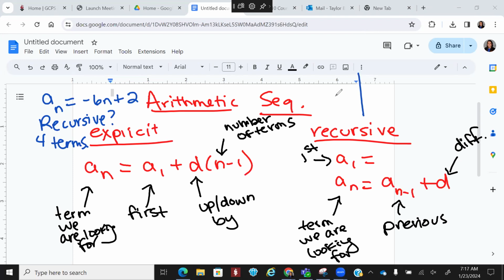So if we were doing this, our first 4 terms would be found by plugging in 1, 2, 3, 4. So we're going to plug 1 into this equation. Instead of that n, we're going to write a 1. So negative 6 times 1 is negative 6, plus 2 is negative 4.